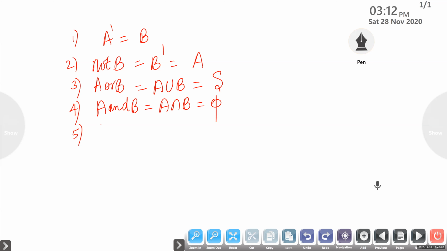A but not C. That means, how do you denote this? A but not C means A minus C, isn't it? We have to remove the elements from A which are present in C. A minus C. Only those elements in A.